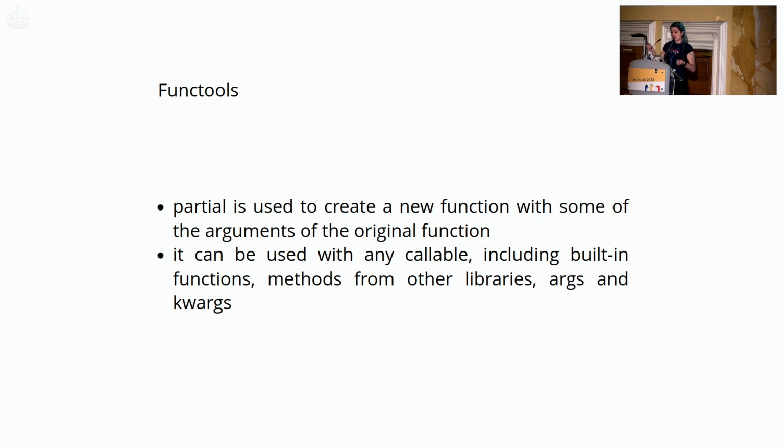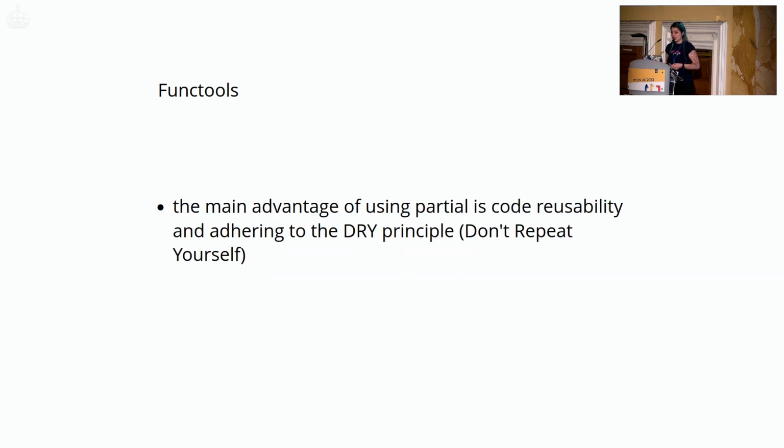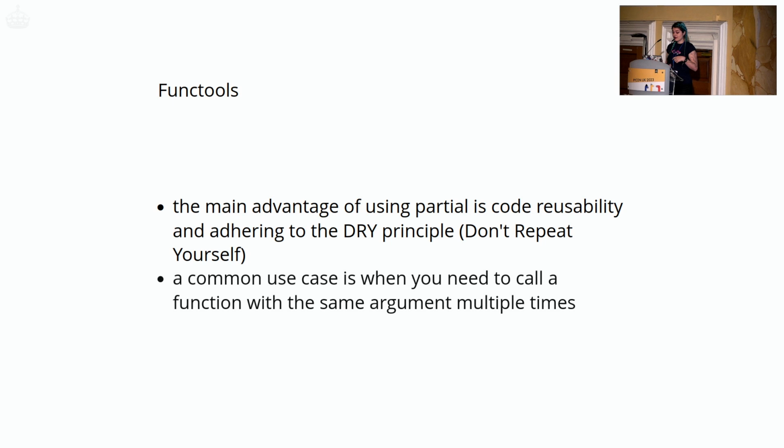And it can be used with any kind of callables, so built-in functions, methods, args, or kwargs. So now you might be wondering, what is the advantage, or why should I use it instead of just using the default parameters when that works? So the main advantage is code reusability. So basically, you're adhering to the principle of DRY, don't repeat yourself. And the common case when you use it is when you need to call a function with the same argument multiple times.